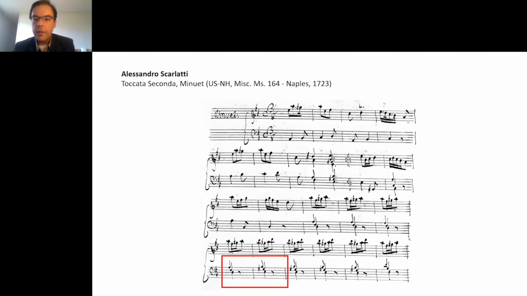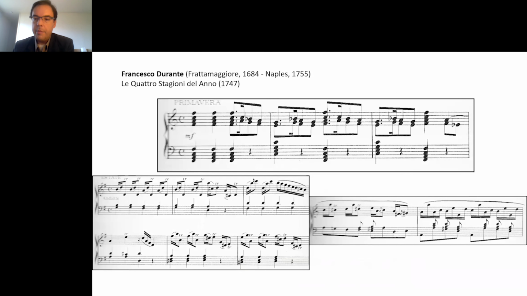I would like to show now a later example from Naples. These are some excerpts from Durante's Quattro Stagioni, written in 1747. Durante had his initial musical education in Naples and probably worked in Rome on more than one occasion. Durante's left-hand chordal accompaniment is written out, and the number of voices varies from 2 to 4, most likely according to the character of the movement. Here we see fragments from spring, on top, summer, and autumn.